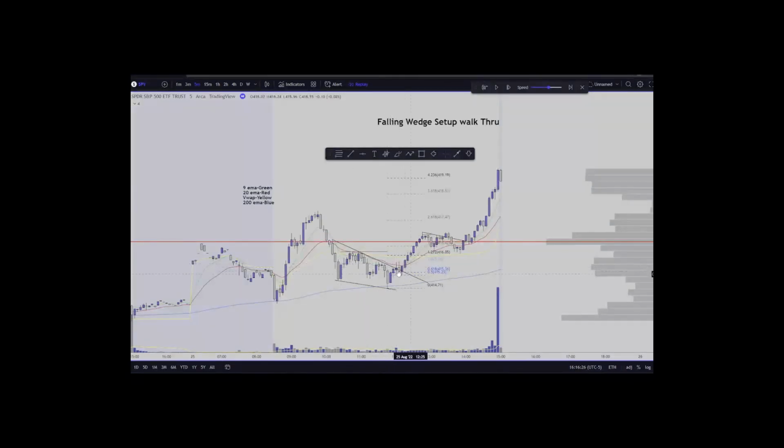So that's essentially how I look to take plays. I essentially look for this EMA theory here that I have going on to be able to capitalize within the moves before they actually move, right?